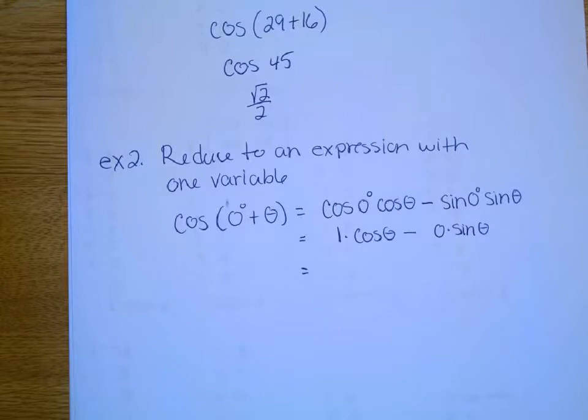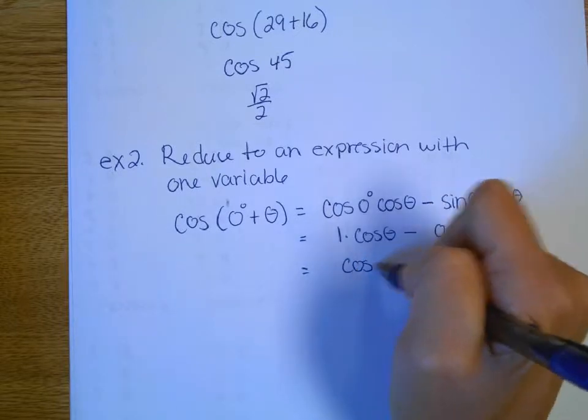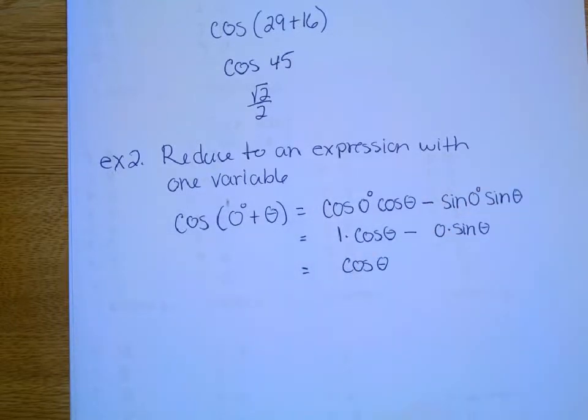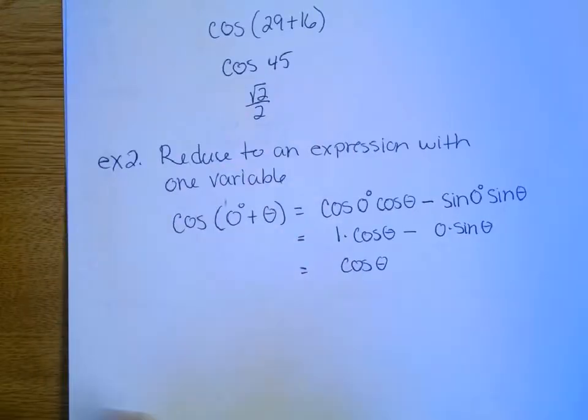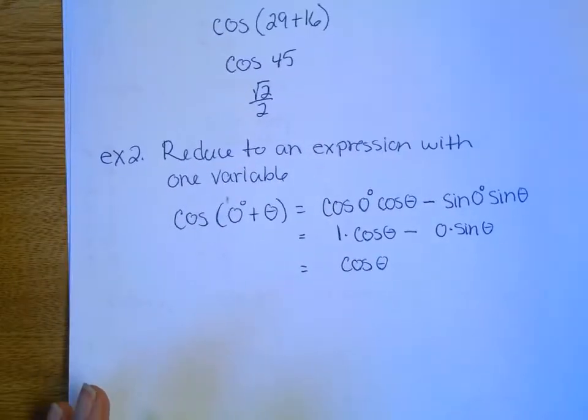Cosine of theta. Just be cosine of theta. Okay, last one's a long one. Semi-long. That's it? That's it. It's just cosine of theta. How did we get it? Oh, never mind, because 0 times anything. Yeah, we're good.